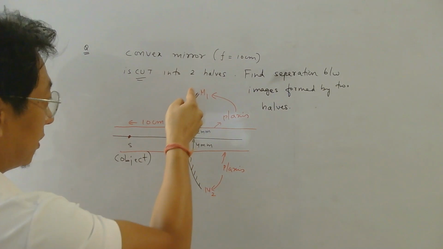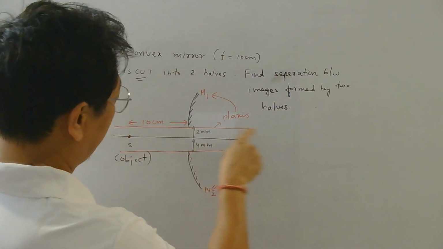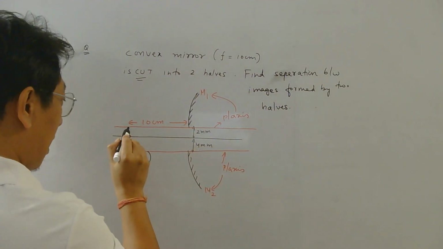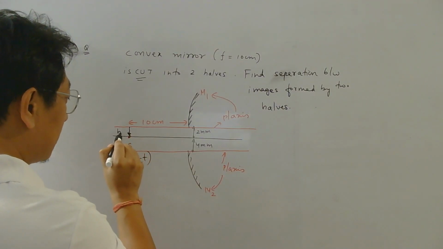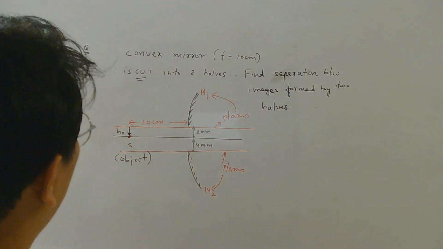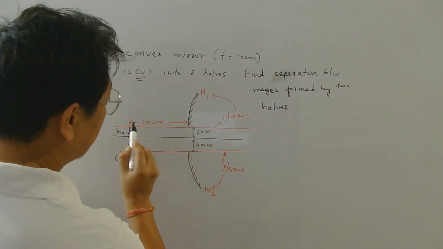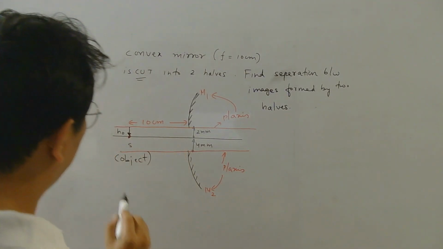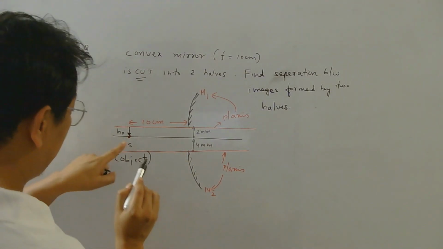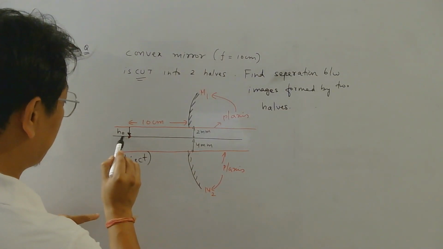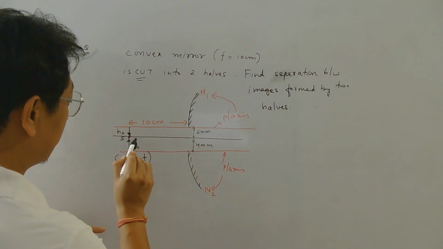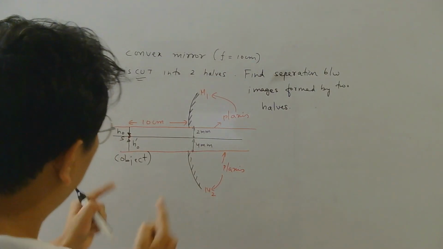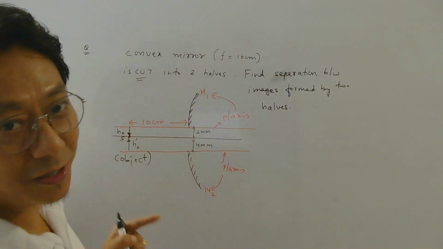So for the first half, this is the principal axis. This is the height of the object, which is down, remember, down, HO. And this is the object distance. Similarly for the lower half, since this is the principal axis and this is the object, this will be the object height, HO dash, let me write. But object distance is still 10 centimeter.